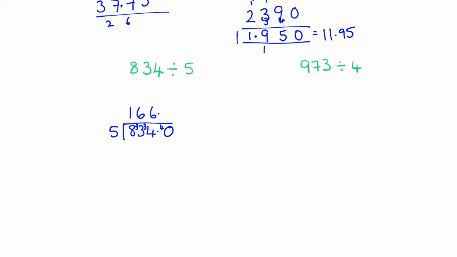Okay, keep your points in line. And 5 into 40 goes 8. So the answer to 834 divided by 5 is 166.8. Okay, and this is called a terminating decimal because there's nothing to carry now. We get to the end of it.